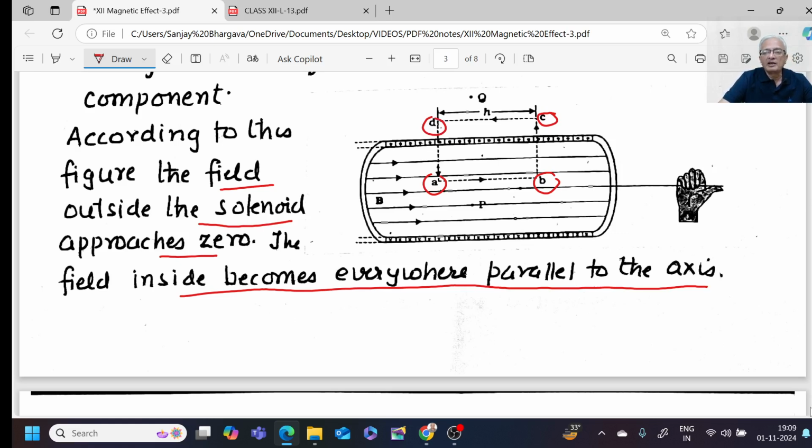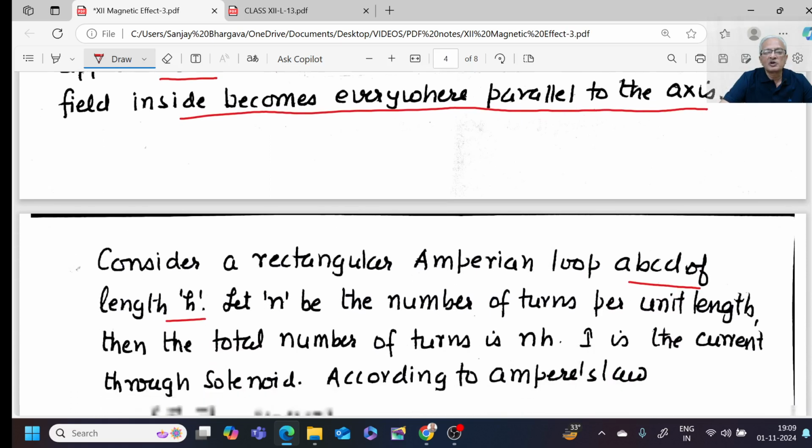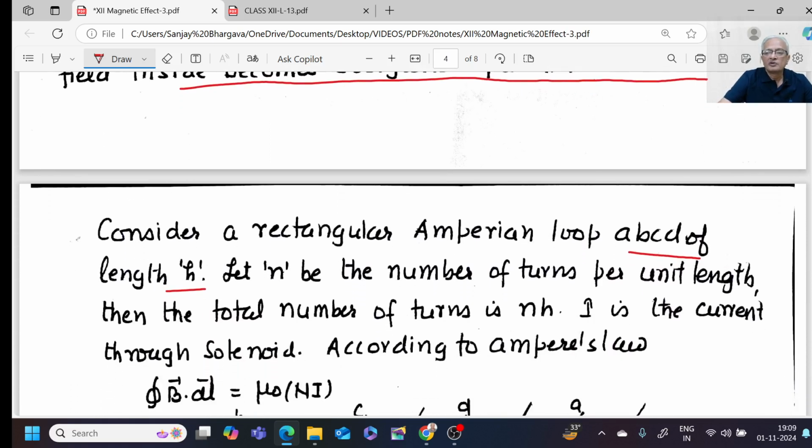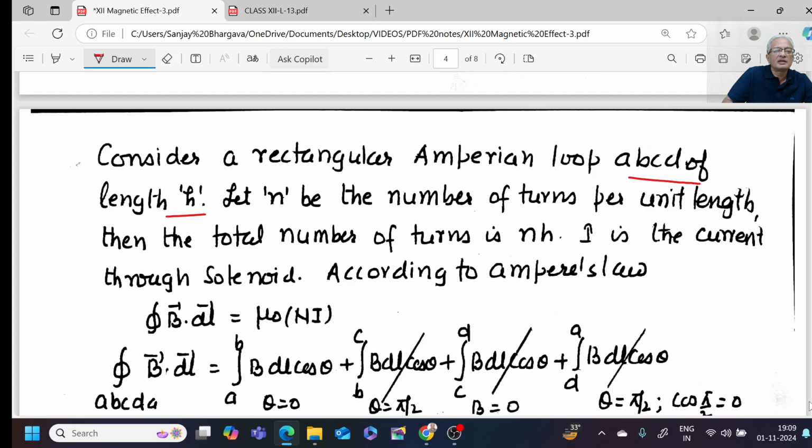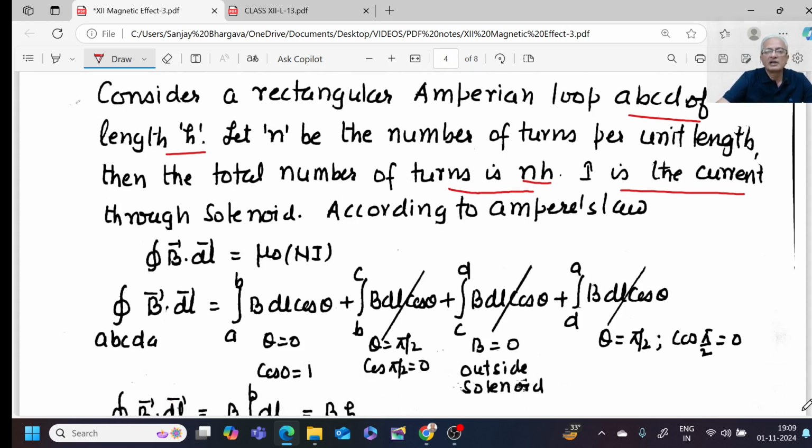AB is parallel to the magnetic field, theta angle comes out to be 0. So here we have written, let n be the number of turns per unit length, then the total number of turns in the solenoid is n times h. I is the current through solenoid. According to Ampere's law, integration along the closed path, that is ABCD and back to A, is equal to mu 0 times Ni.